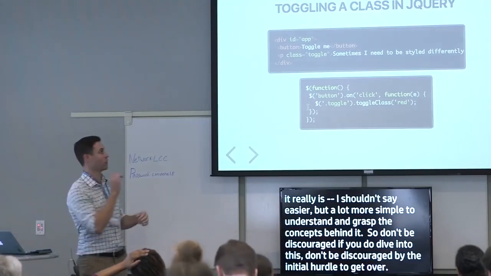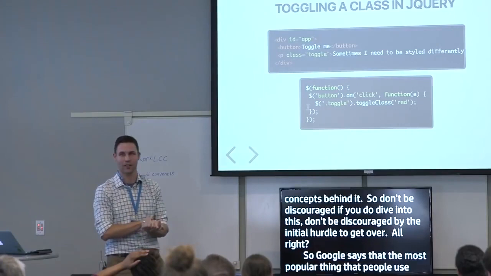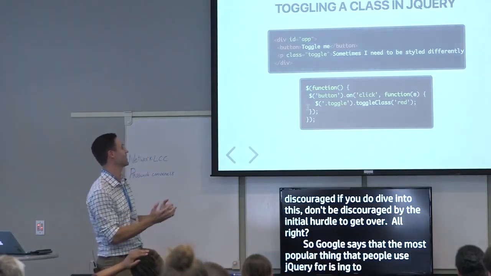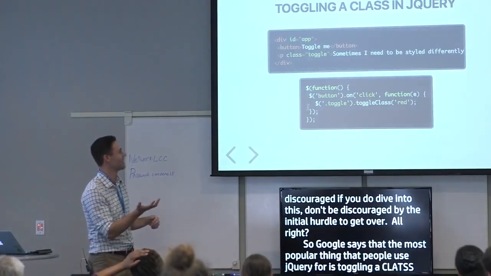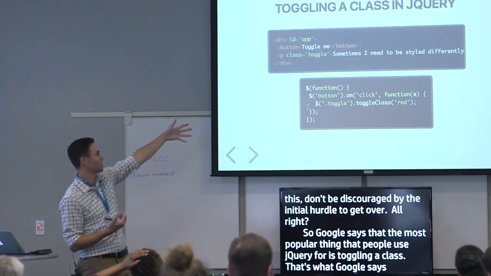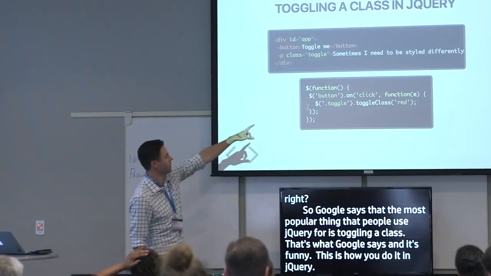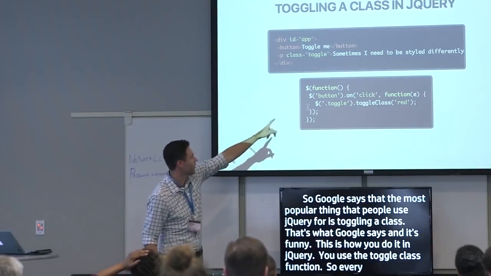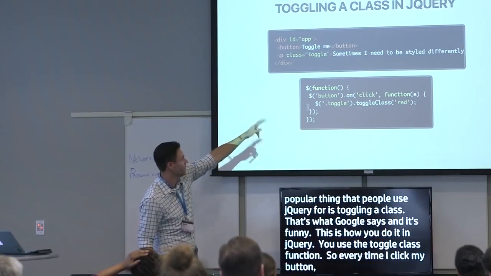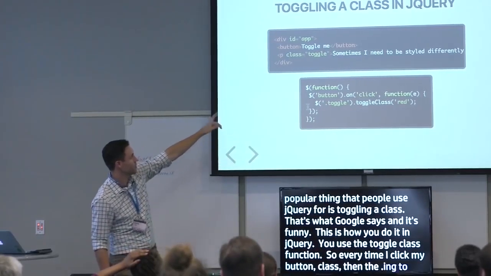All right, so Google says that the most popular thing that people use jQuery for is toggling a class. That's what Google says, which is kind of funny. And I'll show you a little example in a second. But this is how you do it in jQuery. You'd use the toggleClass function. So basically, every time I click my button class, then the dot toggleClass, my paragraph there changes the class to red.